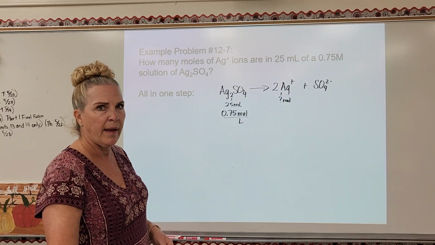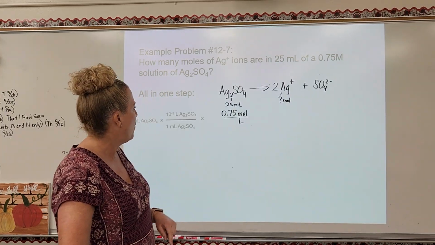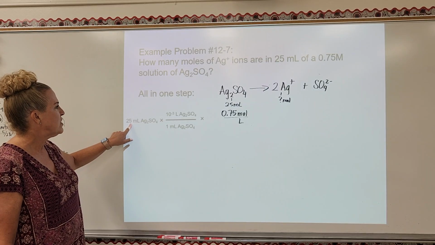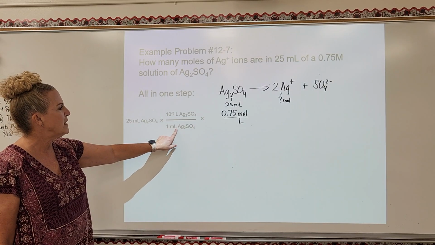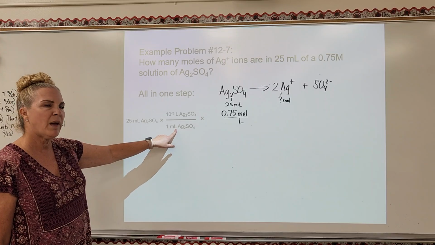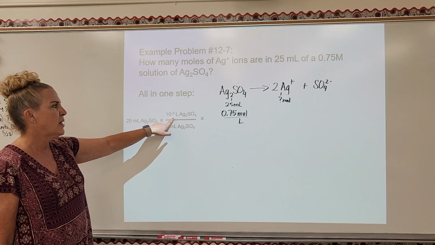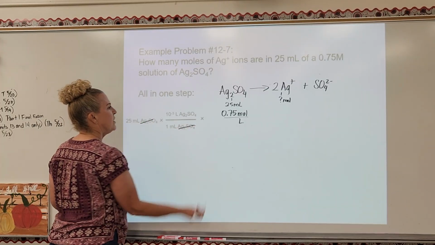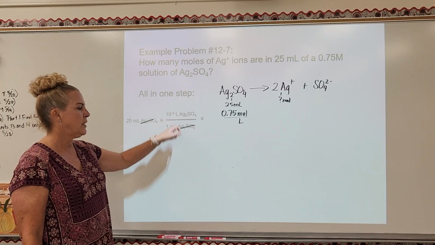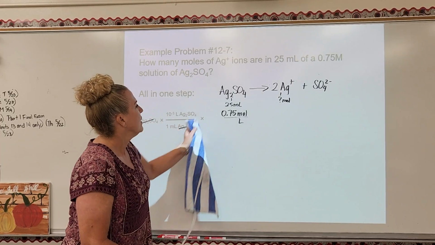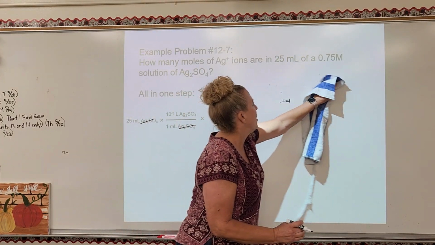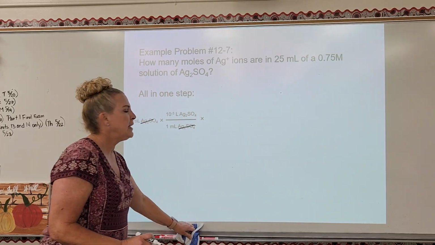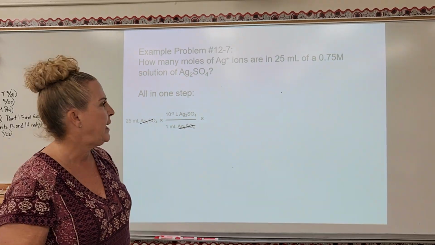So let's get going. We're going to start back here with 25 milliliters. So in this first step, we're taking 25 milliliters, and we are going to take, for every 1 milliliter, using our metric prefixes, there are 10 to the -3 liters. The only thing we've done here is convert from milliliters to liters. Now that I have, I'm going to erase this, sorry. All right, now that I'm in liters, I can use my molarity.